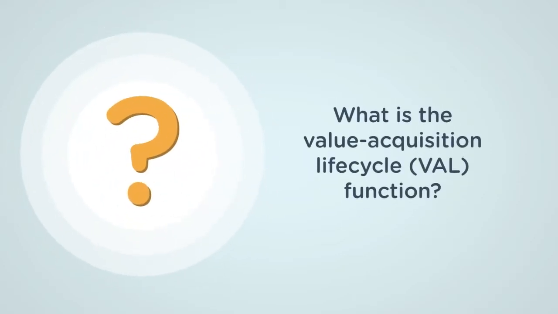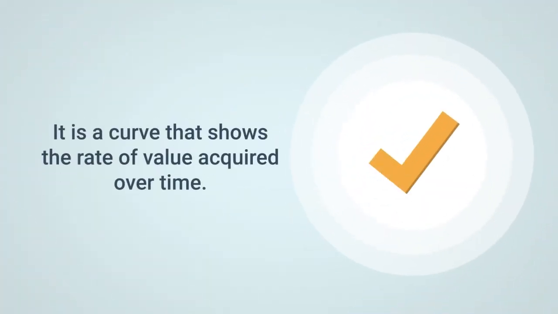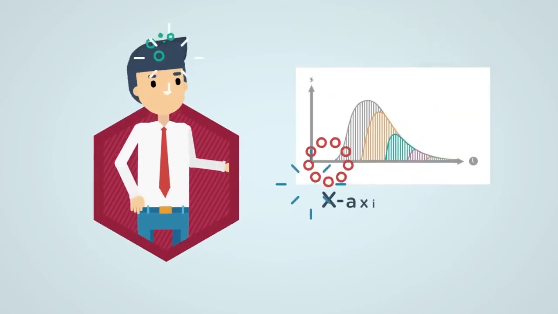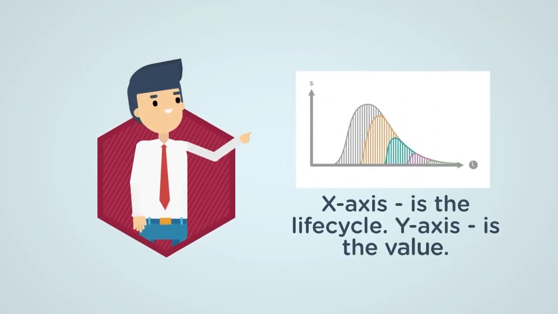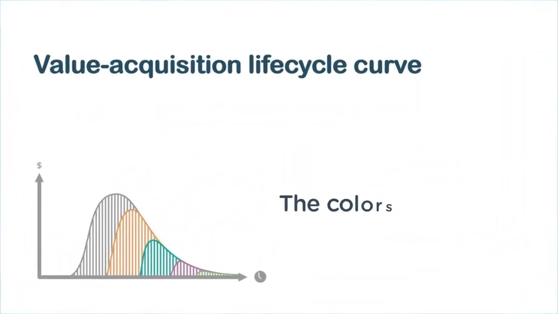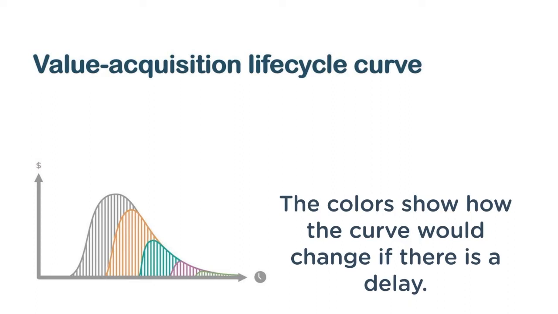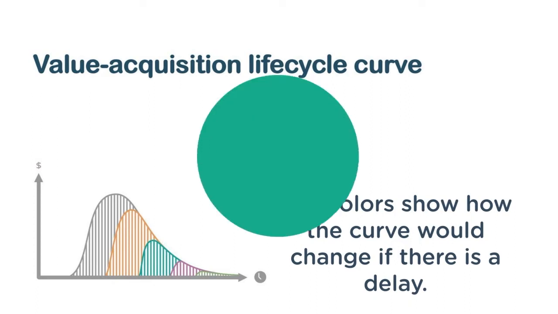What is the Value-Acquisition Lifecycle function? It is a curve that shows the rate of value acquired over time. Its length on the x-axis is the life cycle, the time while the product is generating a benefit. The colors show how the curve would change if there is a delay.